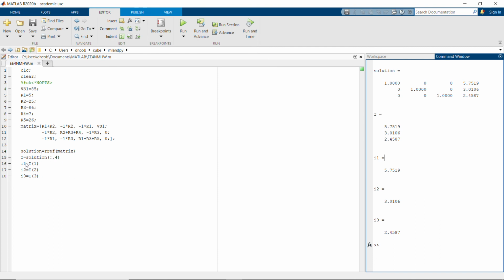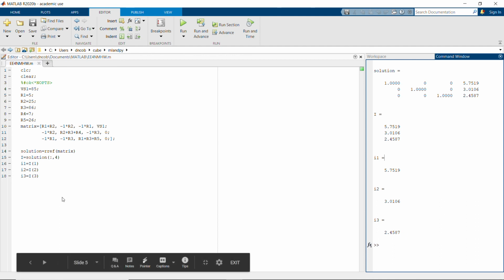And then this is just another thing. We named this I. So if we ever want to grab the solution, or the fourth column of solution, we can just use I. And this is for grabbing individual numbers out of this vector. So very easy. I1 is the first one, I2 is the second one, I3 is the third one.